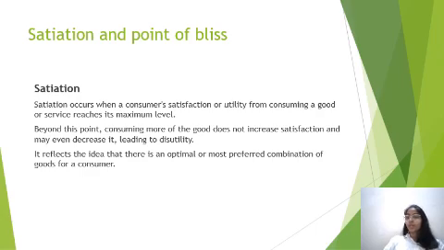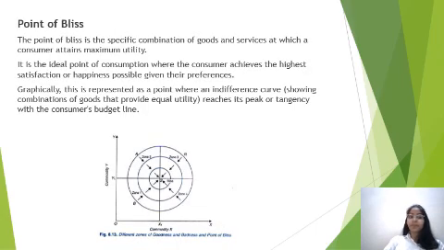The next one is the point of bliss. The point of bliss is a specific combination of goods and services at which a consumer gets maximum utility. It is the ideal point of consumption where the consumer achieves the highest possible satisfaction given the preferences. Graphically, this is represented as the point where an indifference curve showing combinations of goods that provide equal utility reaches its peak at tangency with the consumer's budget line.